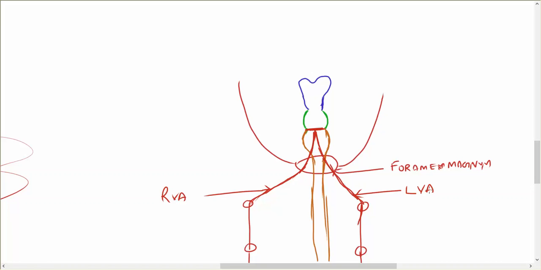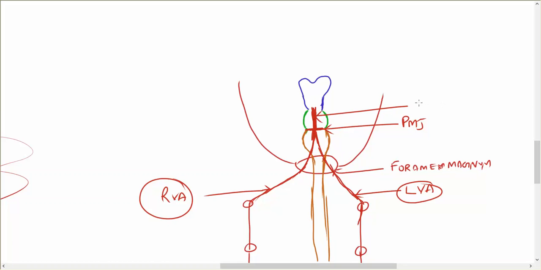Now you all know the left and right vertebral arteries go to the foramen magnum, pierce the dura and the arachnoid, enter the subarachnoid space, go above the medulla, and meet near the pons medullary junction. After that, the right and left vertebral arteries fuse together and form the basilar artery, a very important artery.